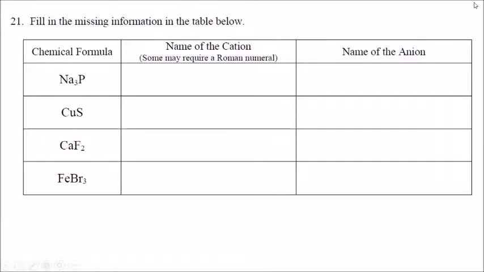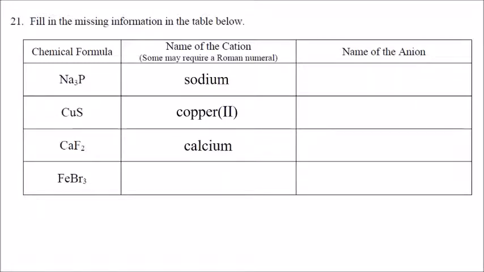In number 21, we are given formulas, but we have to provide the name. And we name the cation first and the anion second. So the name of Na is sodium. Copper should have a Roman numeral since it is a transition metal, and since the charge on sulfur is -2, that means the charge on copper in this compound must be +2. So Roman numeral 2 is part of the name.